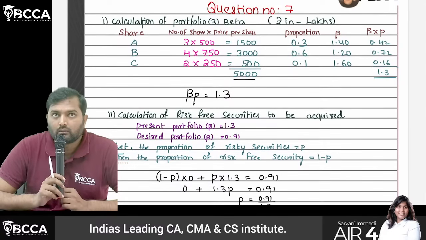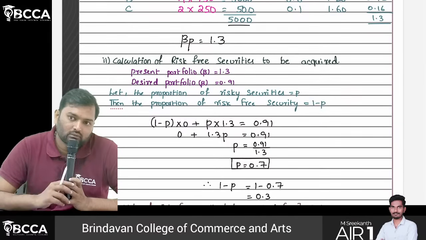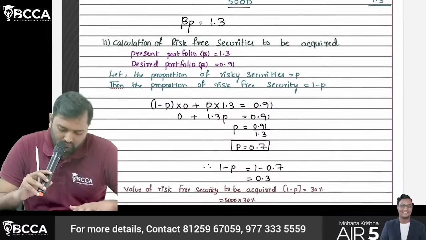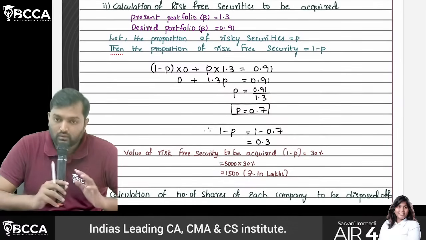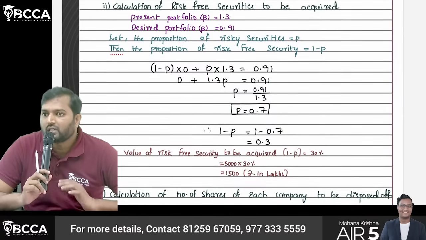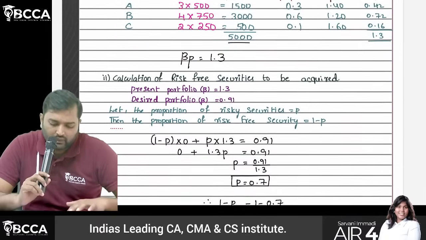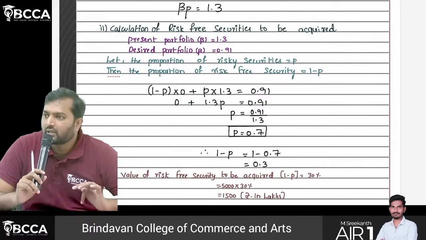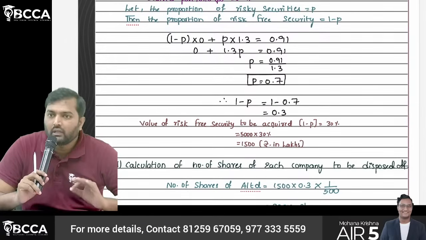So 1 minus P into 0 plus P into 1.3 is equal to 0.91. So P is equal to 0.7. That means the proportion of risky securities is 70%. What about the proportion of risk-free security? 30%. That is 1500. So we should find out the amount. Be careful while finding out the amount. Here we are not making a fresh investment. We are selling a part of the portfolio and purchasing the risk-free security. So the overall investment of 5,000 lakhs will remain the same. In 5,000 lakhs, 70% must be risky securities, 30% must be risk-free securities. So what is the value of risk-free securities to be acquired? 1,500 lakhs.